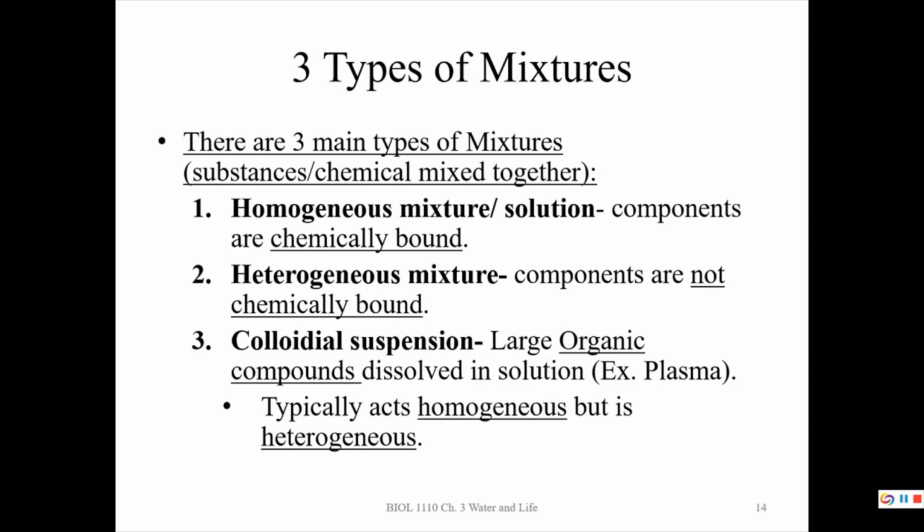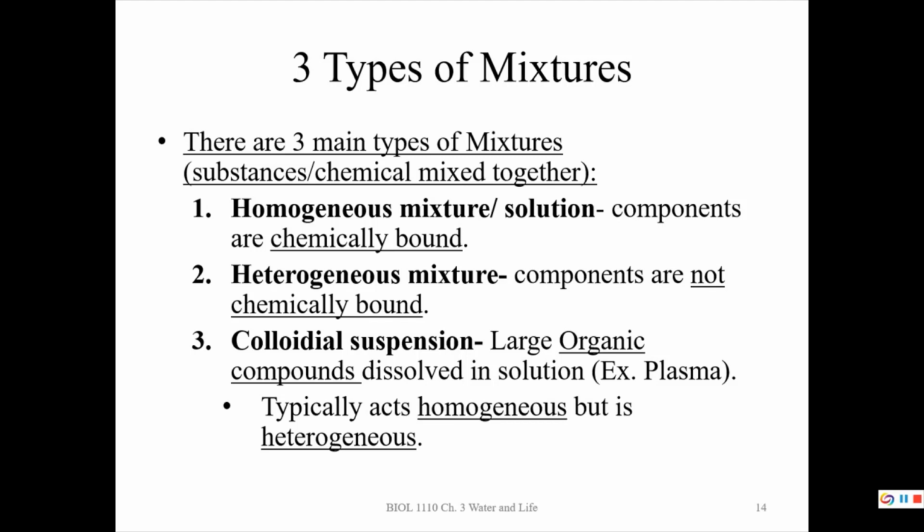But homogeneous, homo means same. So homogeneous means they are the same throughout. This is called solutions. They are chemically bound. So if they're chemically bound, it will be mixed thoroughly and the same throughout. Now, heterogeneous, different, means they are not chemically bound. These could be things that could come out of solution due to gravity, things like that.